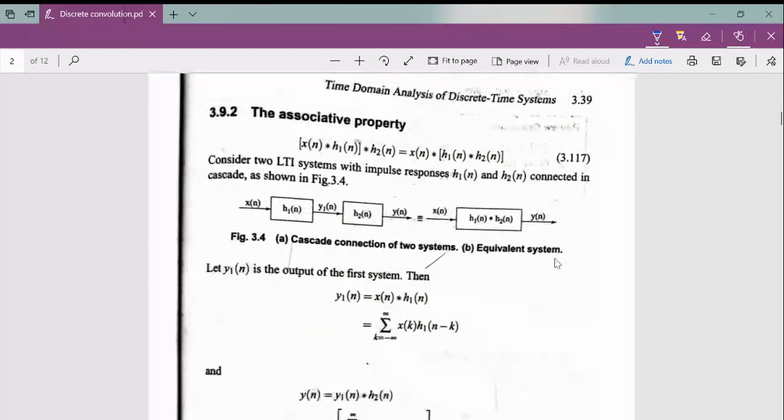The second property is the associative property, which is all about the square brackets. When we convolve x of n and h1 of n, and then convolve the resultant with h2 of n, it is equivalent to convolving x of n with the convolution result of h1 of n and h2 of n. Here we are using a cascaded system.